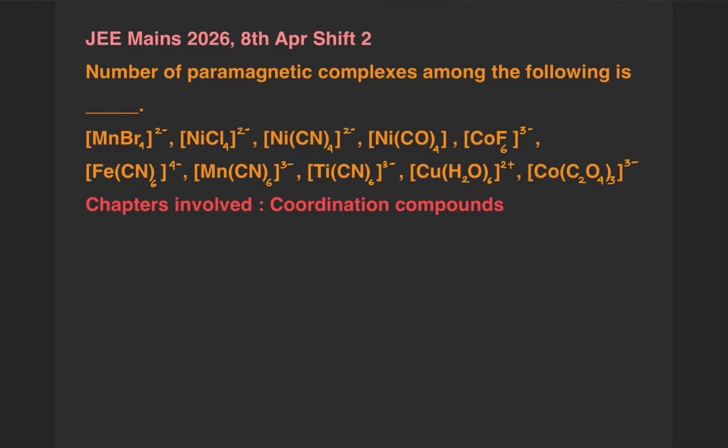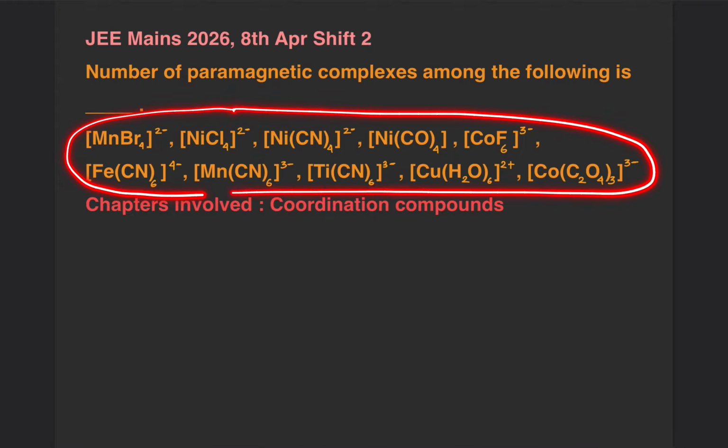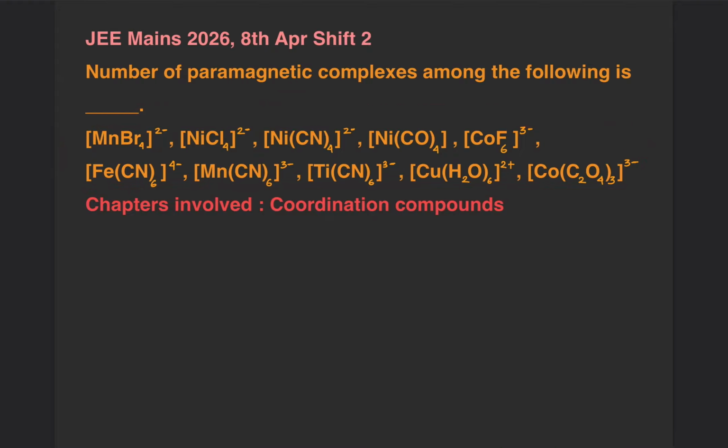Hello everyone. So this is a question from JEE Mains 2026 8th April Shift 2. Number of paramagnetic complexes among the following is. So we have a list of complexes or coordination compounds, and we have to tell the number of paramagnetic complexes among them, and the chapter involved is coordination compounds.